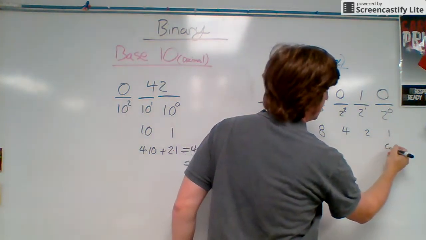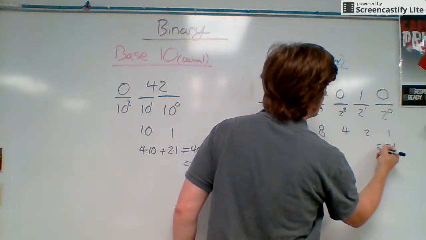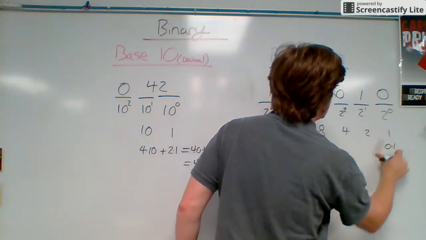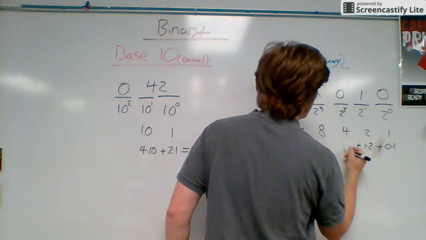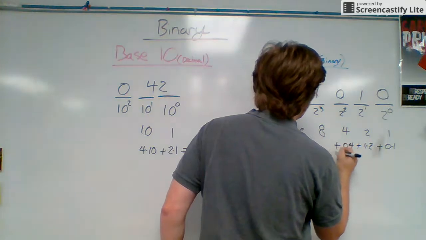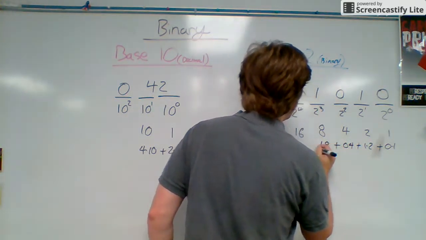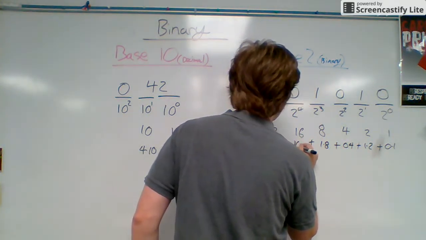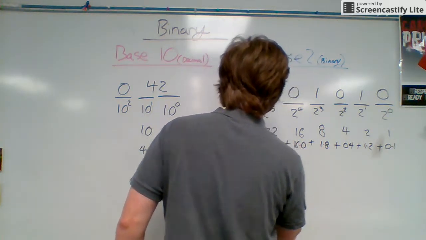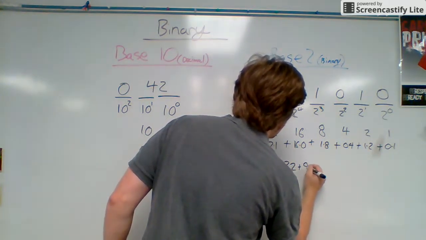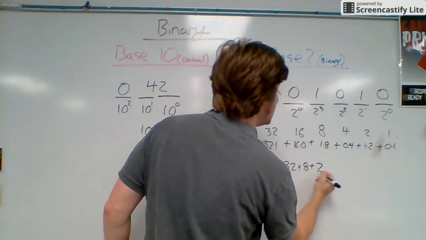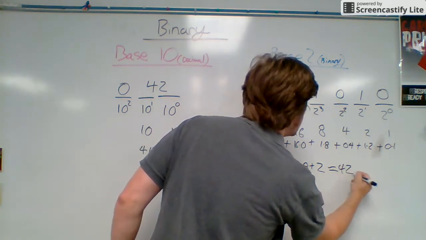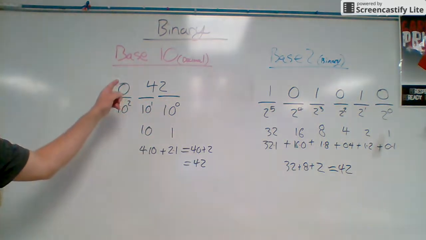Right here we have a 0, so 0 times 1, well, that's 0. Now we're just going to keep adding all of these up. 1 times 2 plus 0 times 4 plus 1 times 8 plus 16 times 0 plus 32 times 1. That's going to give us 32 plus 8 plus 2. 32 plus 8 plus 2, that's 42. That's the decimal we started out with.